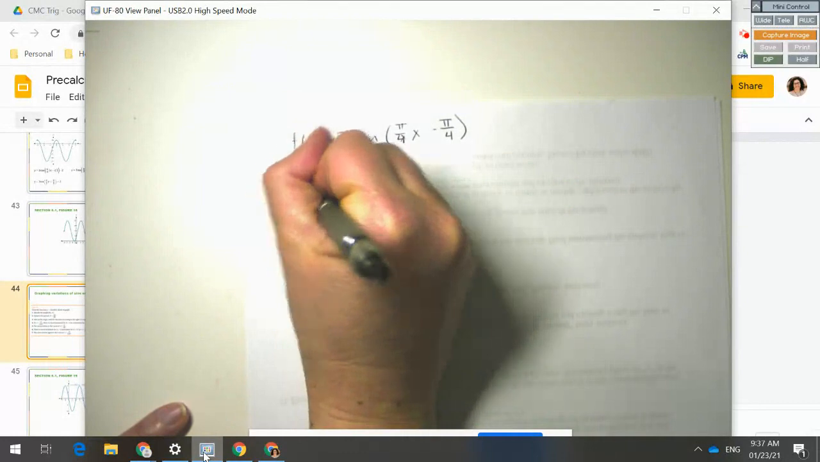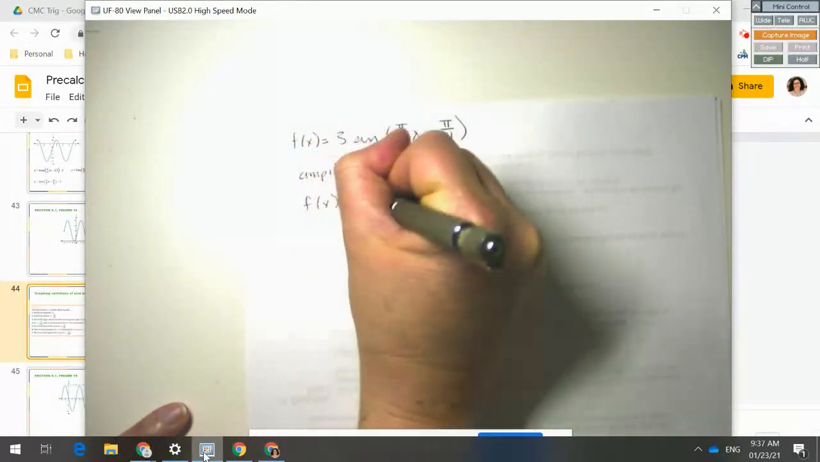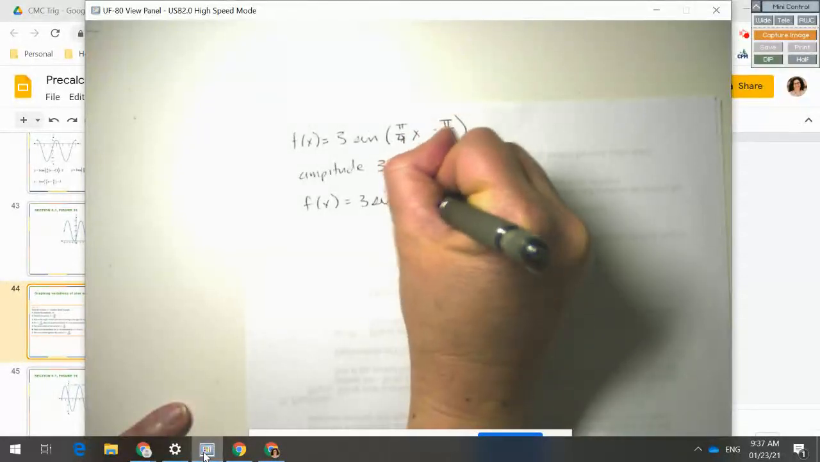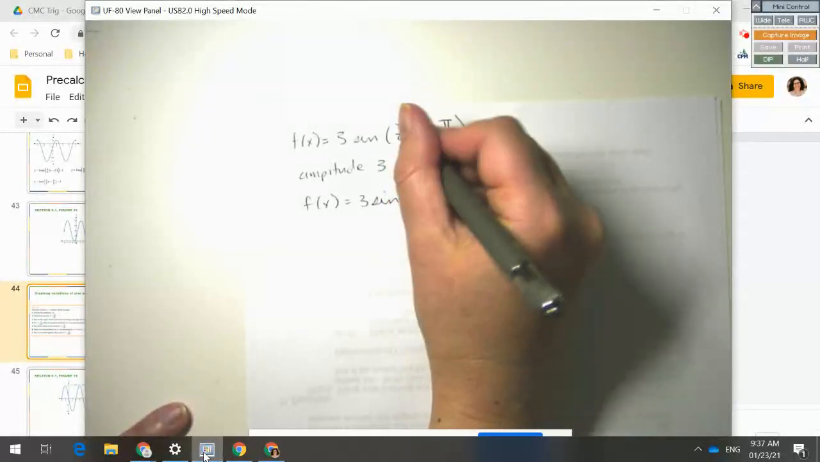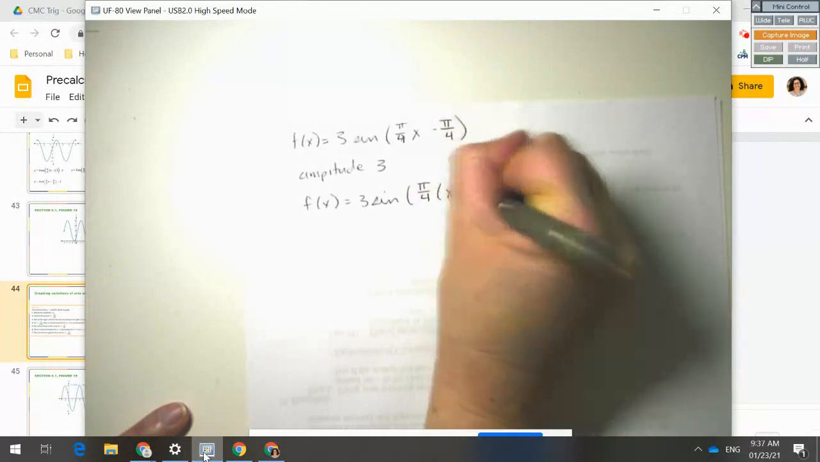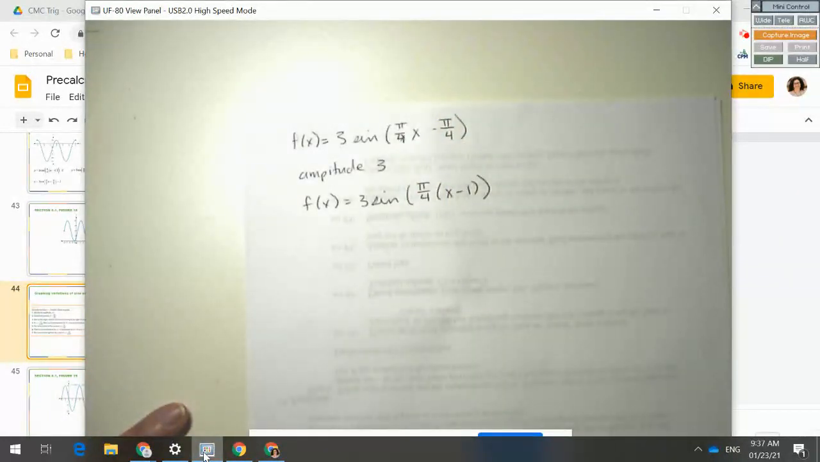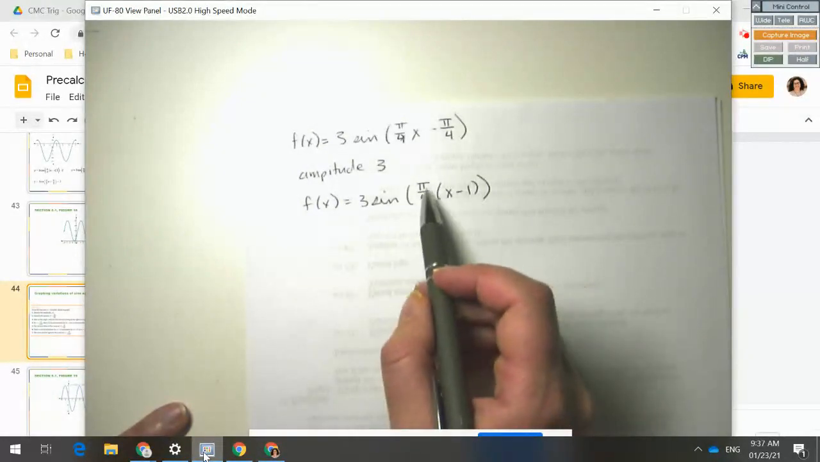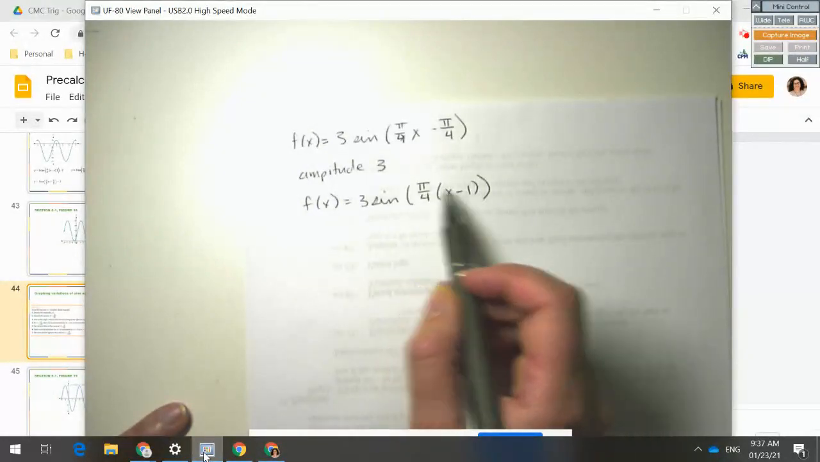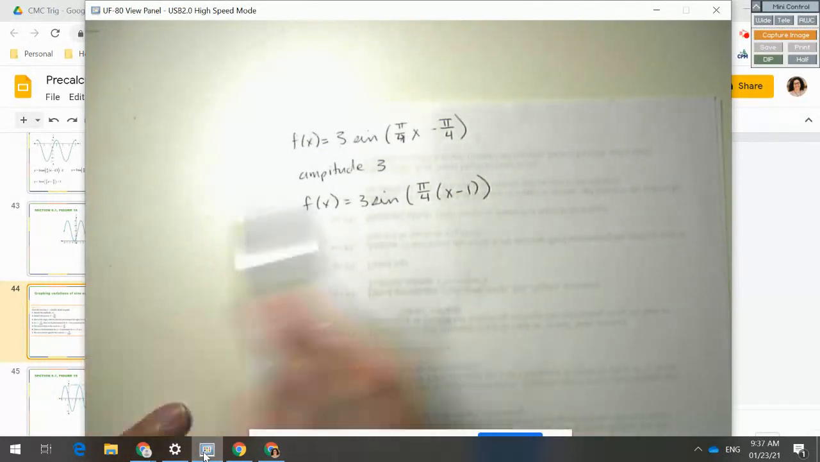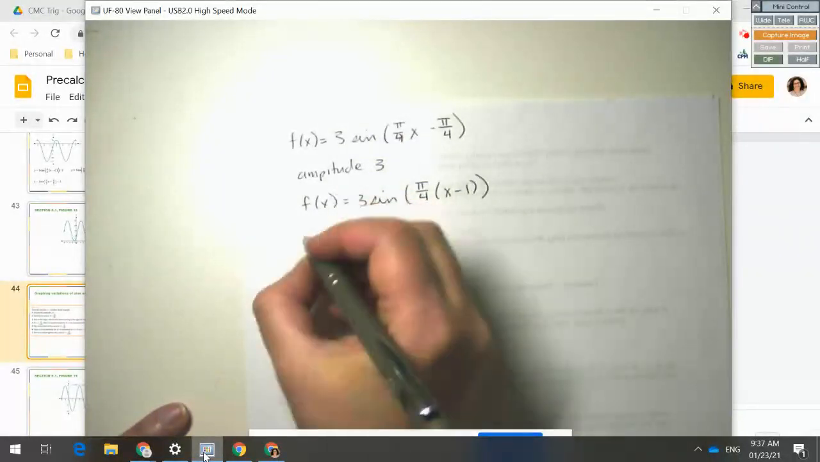But I'm going to rewrite this in this way. I think this is much easier to figure out. I'm going to factor this coefficient, this pi fourths, out of both of these terms. So really I'm going to think of this as my B and this as my C. B is going to tell me my period, and this is going to tell me my phase shift or my horizontal shift.